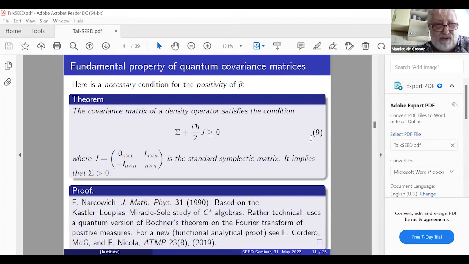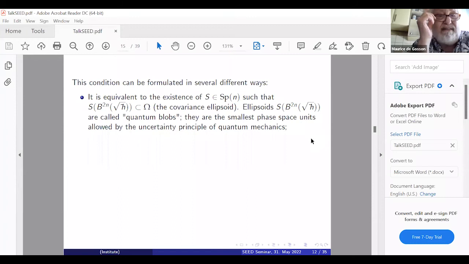Good. So this condition, condition 9 here, can be formulated in several different ways. First, it is equivalent to the existence of S in Sp(N). Sp(N) is the standard symplectic group, which is the group of all linear transformations which keep the symplectic form invariant, such that S of the centered phase space ball of radius the square root of h bar is included in Omega, Omega being the covariance ellipsoid. What does this mean? We take a phase space ball with radius the square root of h bar, and we apply a symplectic matrix to it.